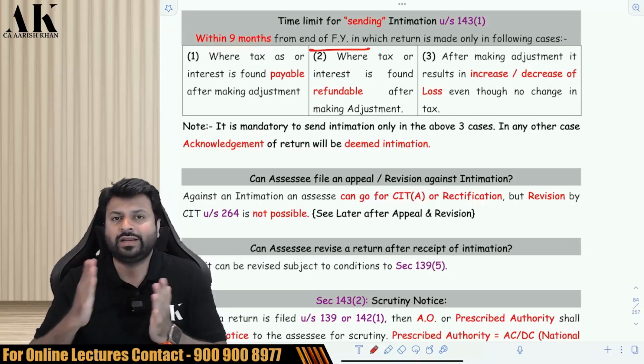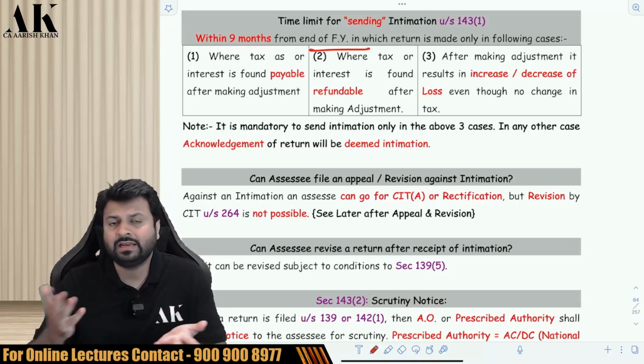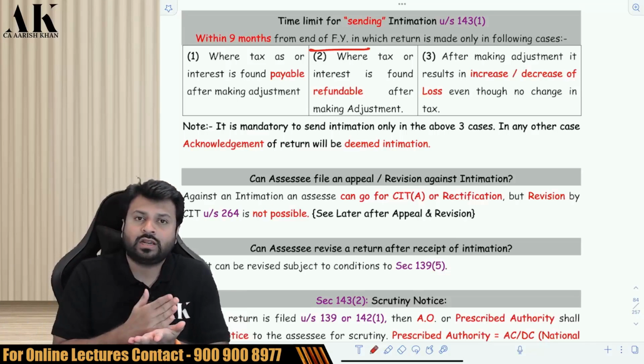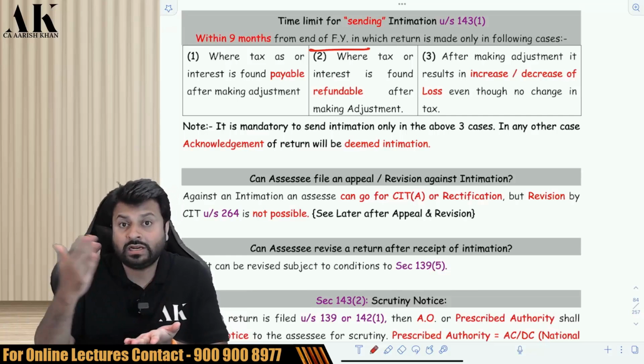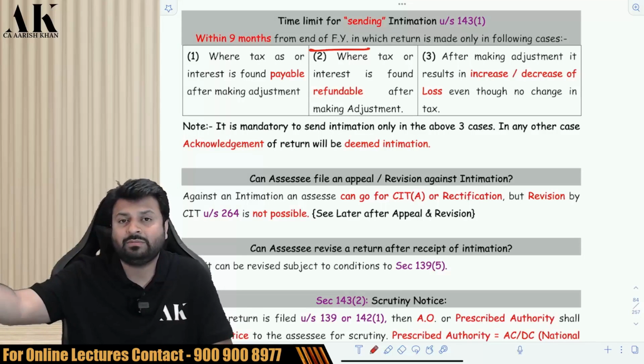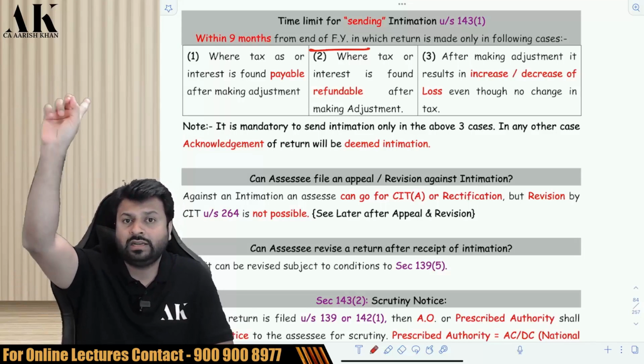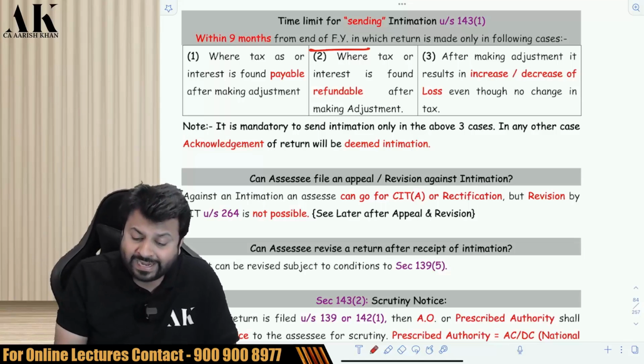Suppose financial year 22-23, when will the return be filed? The return will be filed on 31st July 2023, or 31st October 2023, or 30th November 2023. So in which financial year is the return filed? 23-24. So within 9 months from the end of 23-24, that will come to 31st December 2024, which will be the last date to send the intimation.